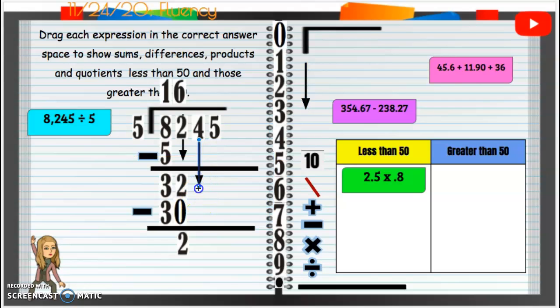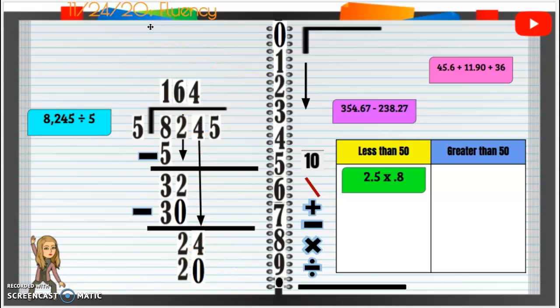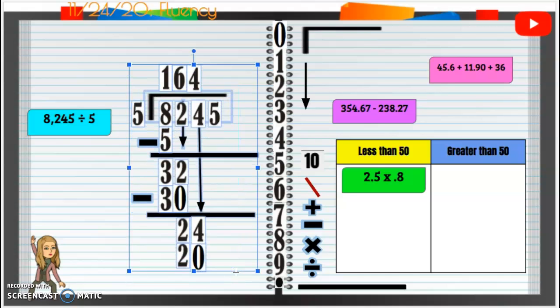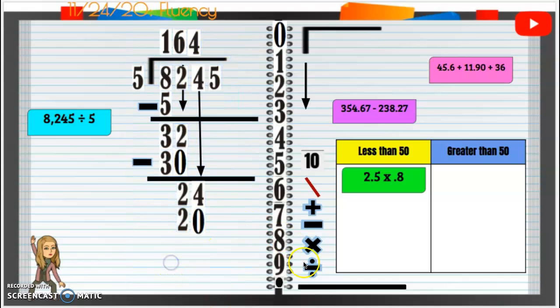How many times can 5 go into 24? I know it can go in not 5 times, but 4 times, because if it's 5, that goes over. So 5 times 4 is 20. All right, and then when we subtract, I'm going to move this up. I hope you all don't mind. There we go. We get 24 minus 20, which is 4. Bring down that 5.